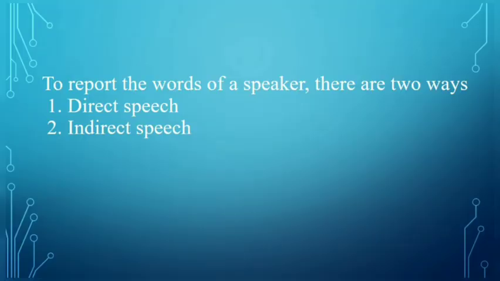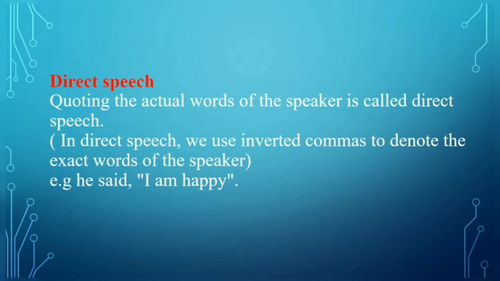To report the words of the speaker, there are two ways. One is direct speech, the second one is indirect speech. What is direct speech? Quoting the actual words of the speaker is called direct speech. In direct speech, we use inverted commas to denote the exact words of the speaker. Example: He said, "I am happy." Since the words are given in quotation marks, those are the actual words. That is called direct speech.